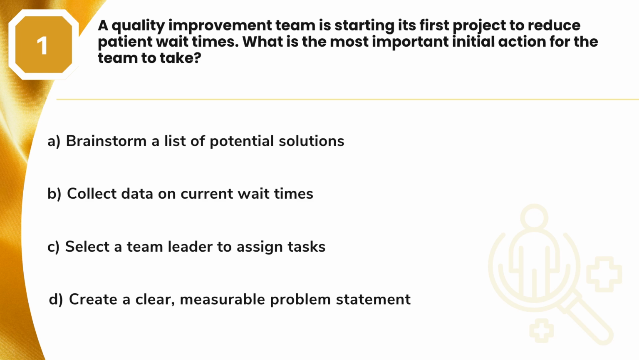Question 1. A quality improvement team is starting its first project to reduce patient wait times. What is the most important initial action for the team to take? A. Brainstorm a list of potential solutions. B. Collect data on current wait times. C. Select a team leader to assign tasks. D. Create a clear, measurable problem statement.